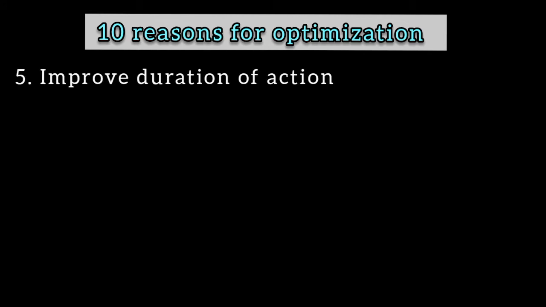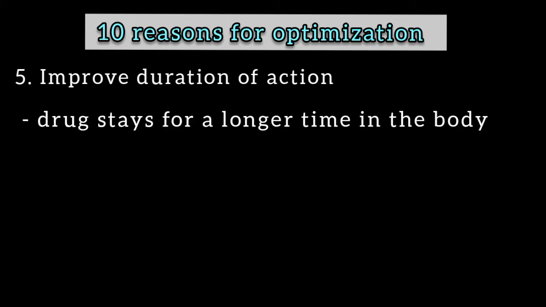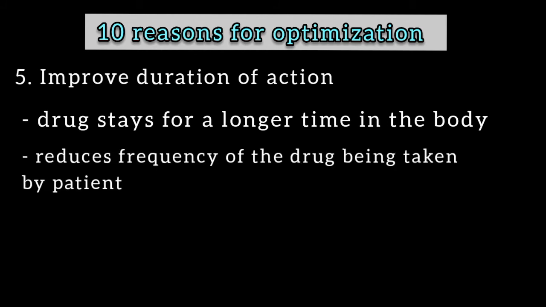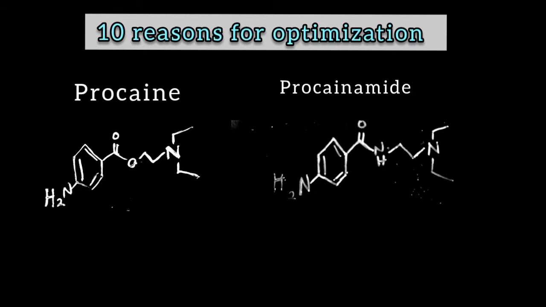Another reason for optimizing a lead molecule is to improve or increase the duration of action. Increasing the duration of action means that the drug gets to stay in the body for a longer time, which means that it gets more time to exert its therapeutic effect. And now, as an example, we're going to look at procaine and procainamide, with regards to their stability to hydrolysis.